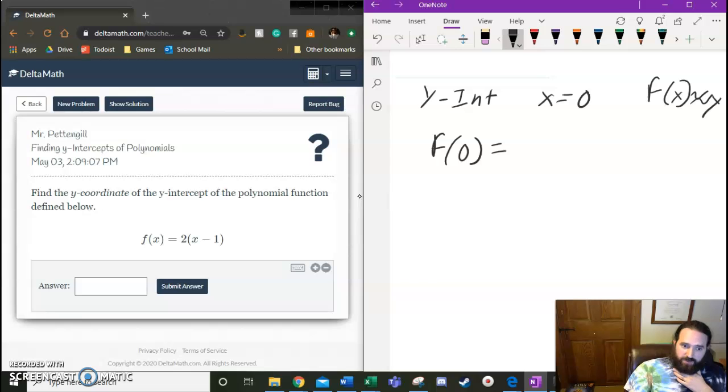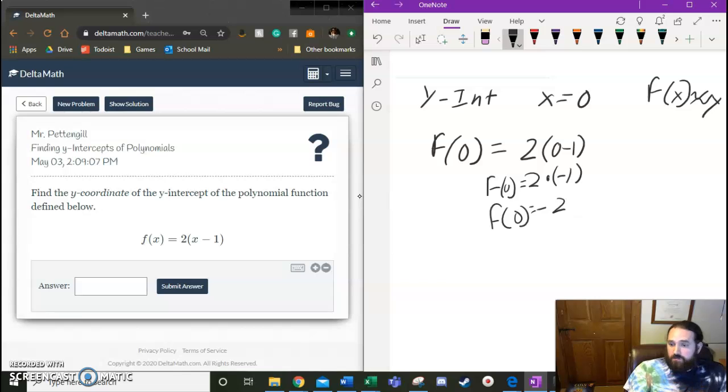So f of 0 equals 2 parentheses 0 minus 1. I do the math, and I go, okay, well, 0 minus 1 is a negative 1. 2 times a negative 1, well, that's going to be a negative 2. So my y-intercept is a negative 2. Done.